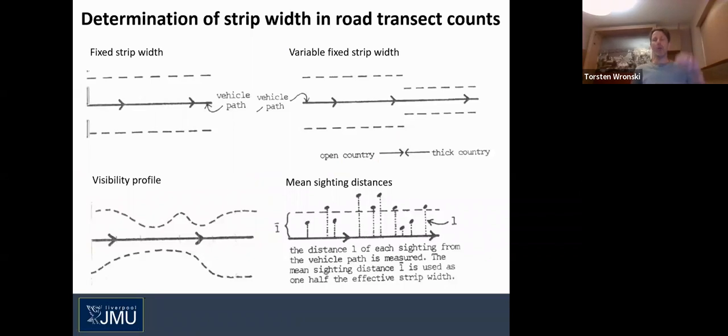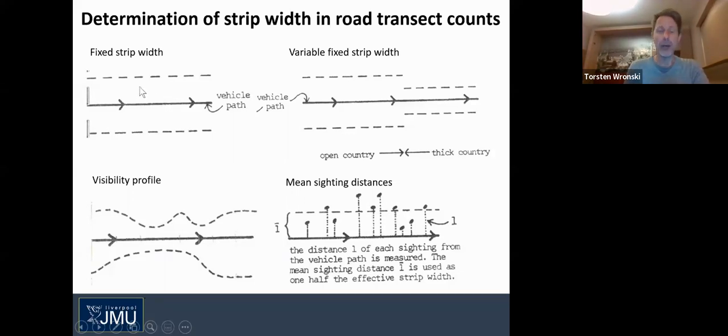Okay, now most important is the establishment of the strip width. The easiest approach is simply a fixed strip width. Why do we need that? We need the strip width in order to calculate the sampled area and later relate the number of animals counted to that area in order to get a density. The sampled area is calculated by the length of the transect line times the strip width on both sides of the transect line.